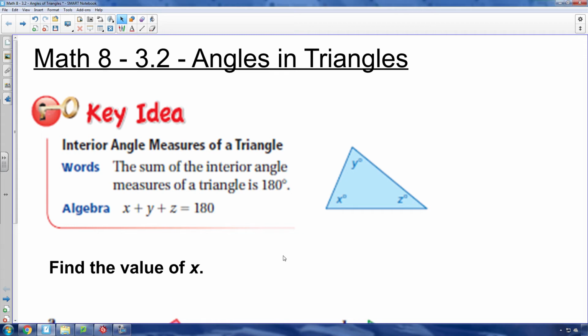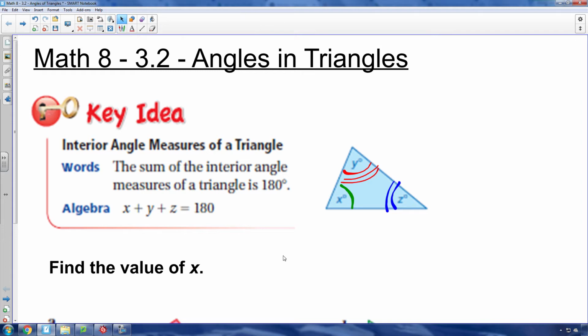Okay, in this video we're going to be talking about angles of triangles and what those are all about. The big deal here is that the interior angles of a triangle add to 180. In other words, whatever this angle is here, whatever this angle is here, and whatever this angle is here, no matter what triangle it is, every single time, those three things will add to 180.